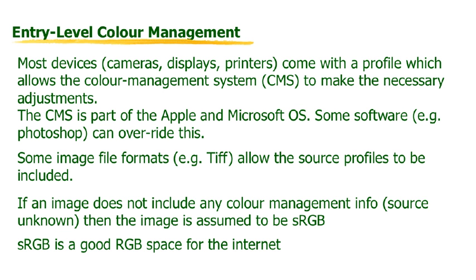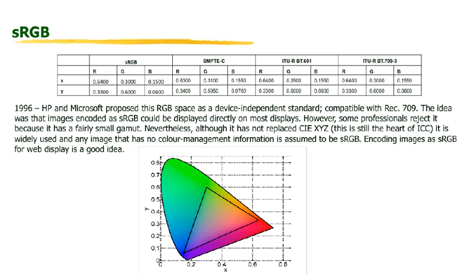And so it turns out that sRGB is a good RGB space for the internet. If you're saving images for the internet, save them in sRGB space, because most of the stuff on the internet isn't color managed.